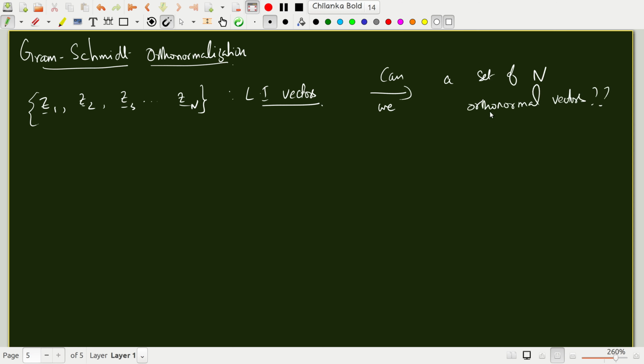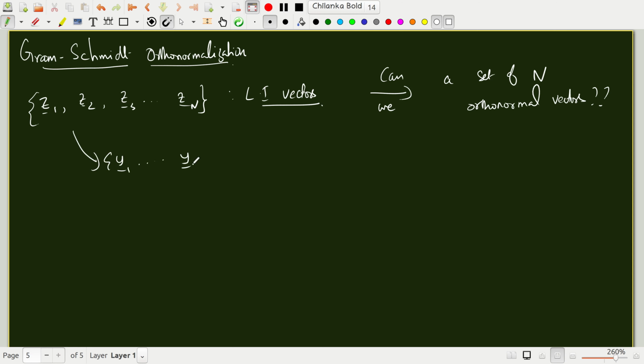Why is this important? Because orthogonal or orthonormal bases are very simple, since finding the coefficients of expansion of a given vector in an orthonormal basis is very simple. So the answer is yes, of course. We can generate from a set of linearly independent vectors a set of orthogonal or orthonormal vectors, and that procedure is called Gram-Schmidt orthonormalization.